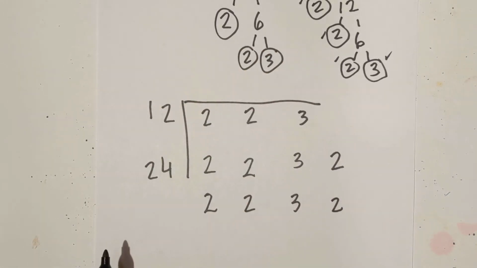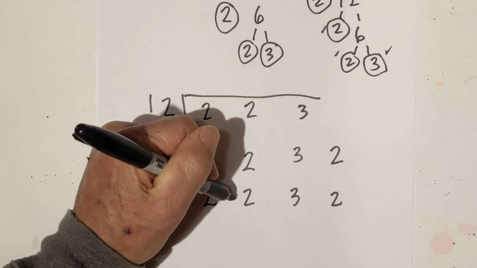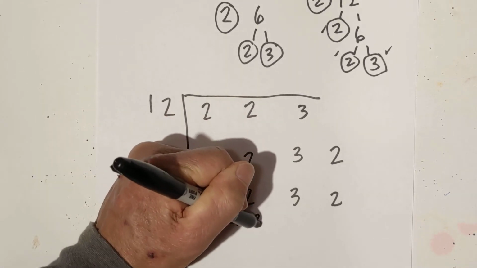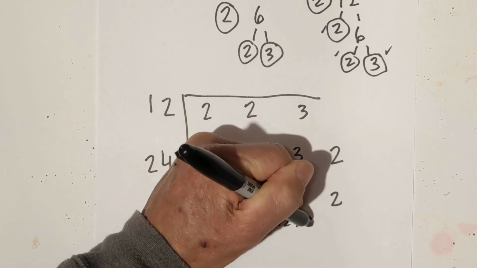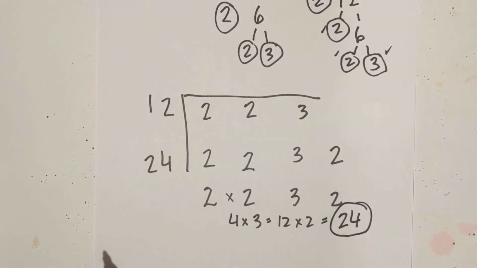Now, I'm at the final step, and that is you just multiply all of this together. So I've got 2 times 2 is 4, and then 4 times 3 is 12, and then 12 times 2 equals 24. So the LCM of 12 and 24 is 24.